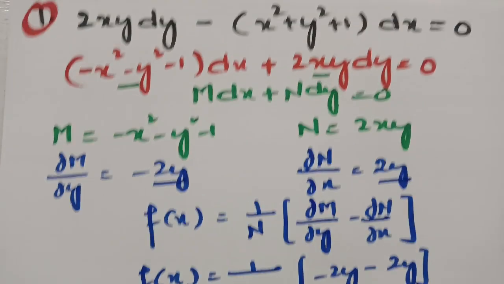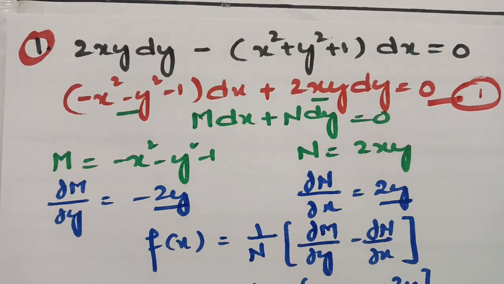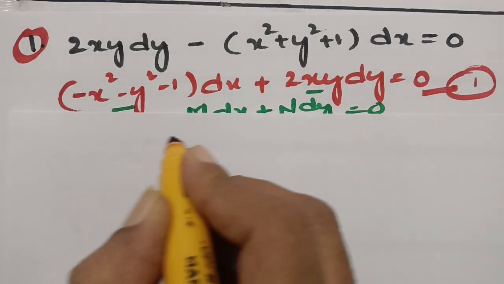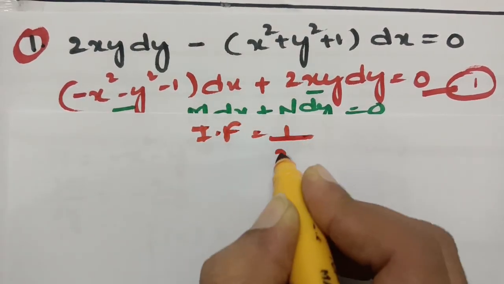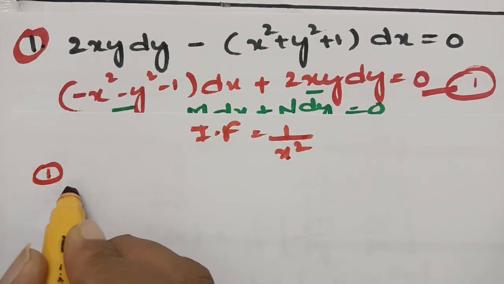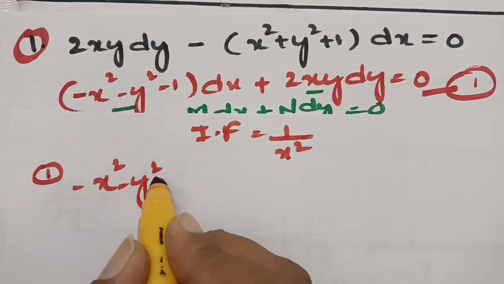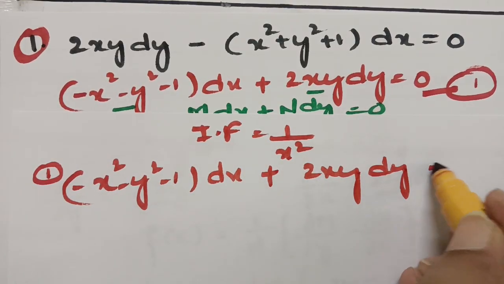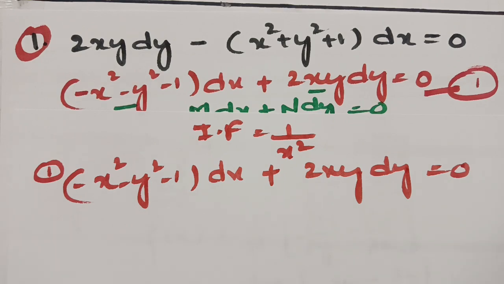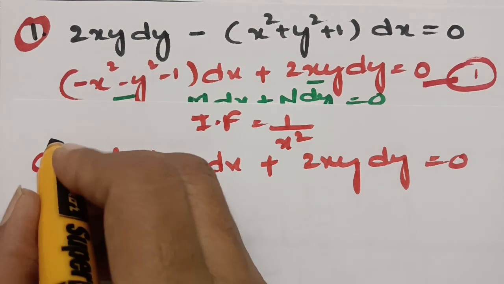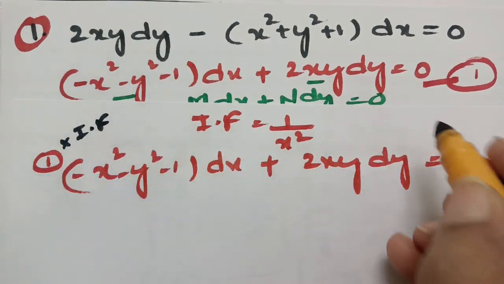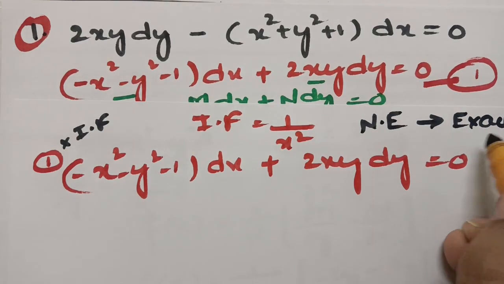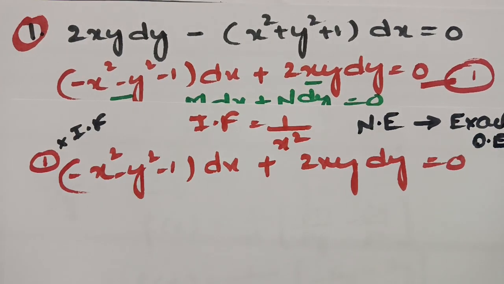What is equation 1? The question itself is equation 1. Now I am going to multiply this one. So here it is equation 1, and IF is nothing but 1 by x square. And equation 1 is nothing but minus x square minus y square minus 1 into dx plus 2xy into dy is equal to 0. If I multiply equation 1 with the IF, this non-exact differential equation is going to become an exact differential equation, and we have the solution formula for finding the solution.